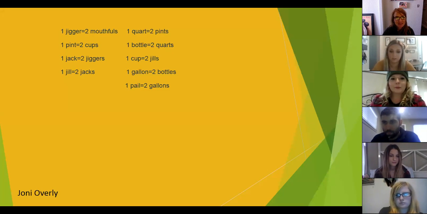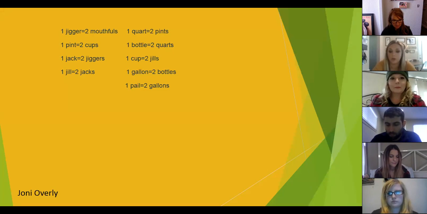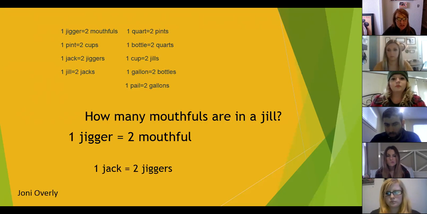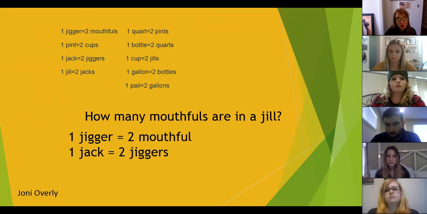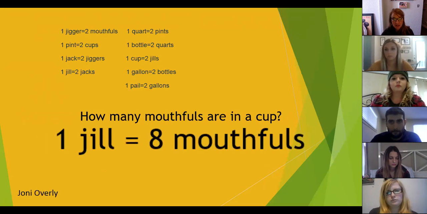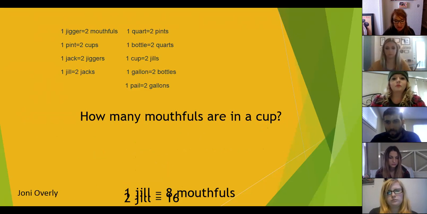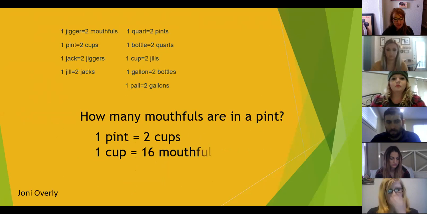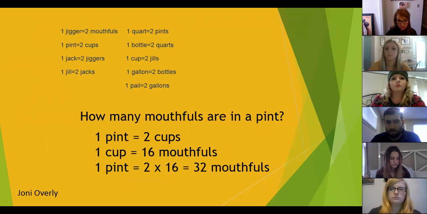Joni, on question 1, how many mouthfuls are in a quart? Okay, this is a part of a doubling system. So to get a quart, we have to double 2 mouthfuls 5 times. So you're going to say 2 times 2 is 4, and then times 2 is 8, times 2 is 16, times 2 is 32. So 5 times that was 32, so it is going to be 32 mouthfuls. Thank you.